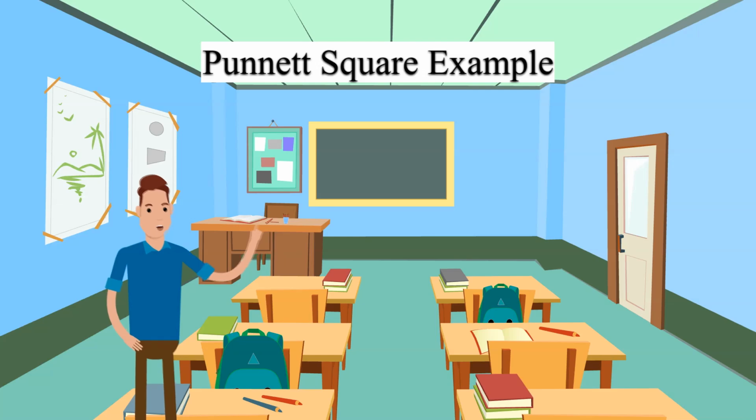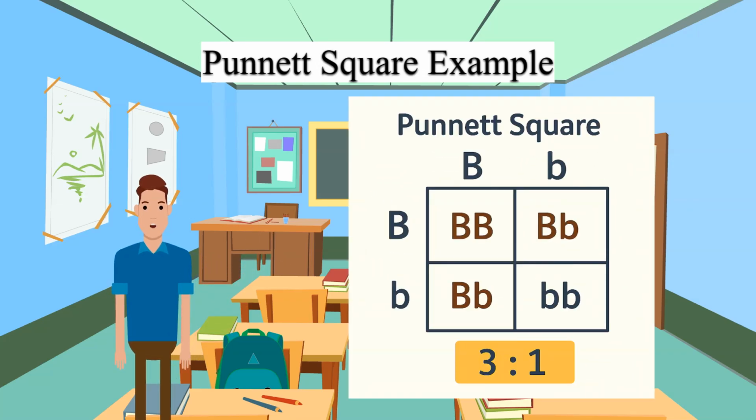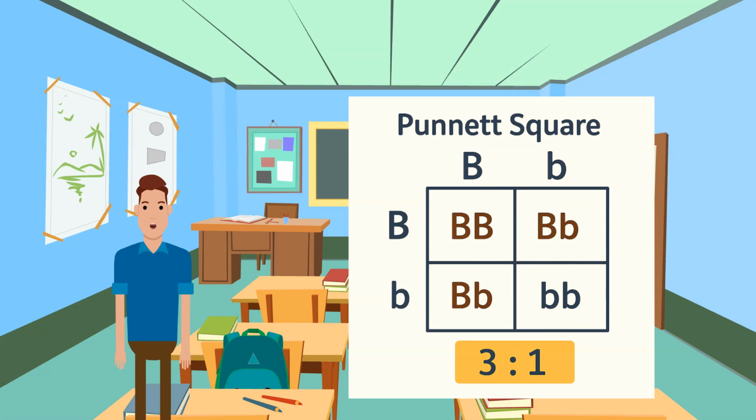Let's cross two heterozygous parents. One parent is big B little b and the other parent is big B little b. Each parent can pass on either big B for brown eyes or little b for blue eyes. When we fill in the Punnett square, we get big B big B, big B little b, big B little b, little b little b. This gives 3 offspring with brown eyes, 1 offspring with blue eyes. So the phenotype ratio is 3:1.